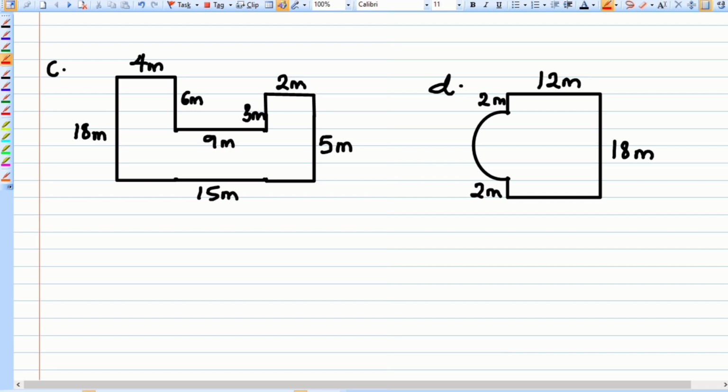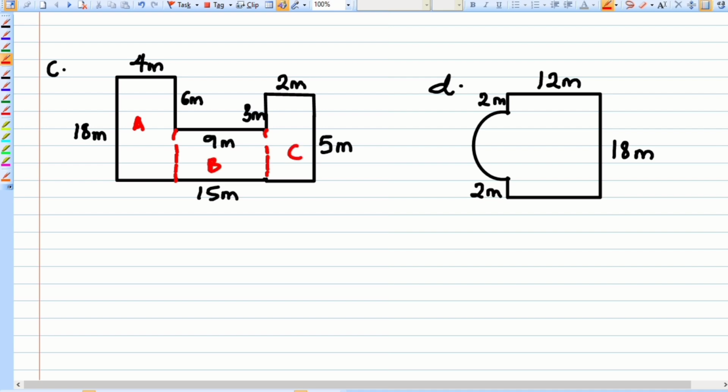Now see this question number C. It's always advisable to try to divide this shape, so it will help you to get the unknown parts that were not specified. But that wouldn't be necessary anyway, but just to make things clear. You see that these are kind of 3 rectangles. So we have rectangle A, B, and C.